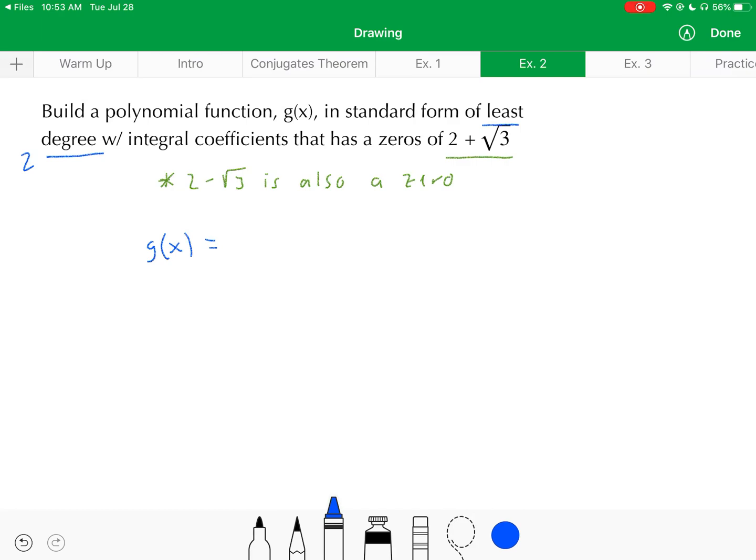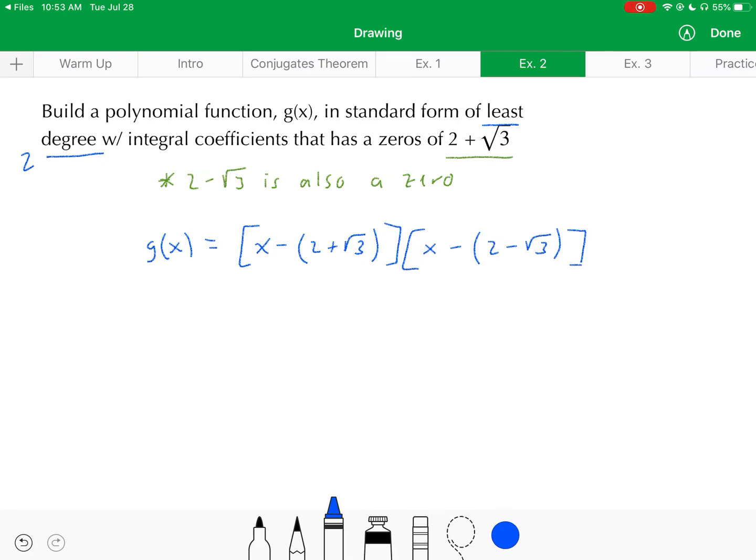And understand, if your zero itself is presented as a binomial, what I mean by that is 2 plus the square root of 3 is a binomial, when you subtract that from x, you need to put that whole number in parentheses. And then we're going to put brackets around that to show that x minus the quantity of 2 plus the square root of 3 is a factor. And we'll do the same thing with the other zero. So I take x, I subtract it by 2 minus the square root of 3. So there's your two factors.